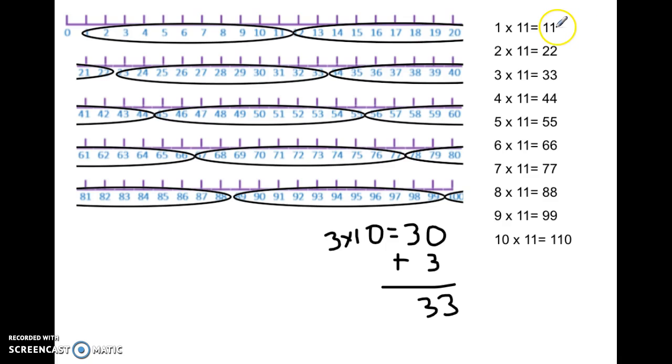The other thing you can think about is that if you look here, both in the 1s and the 10s, it just goes up 1, 2, 3, 4, 5 by 1. So that's a nice way to remember it as well.